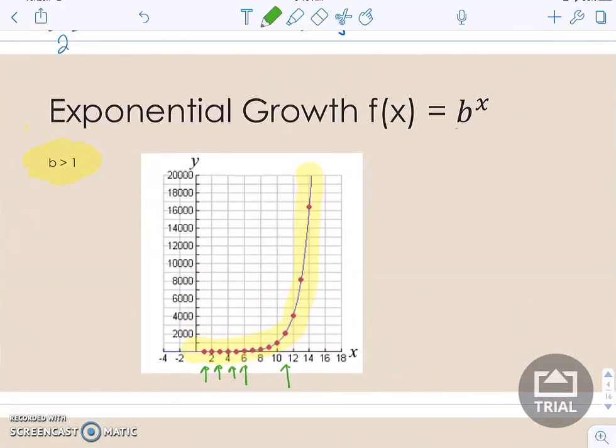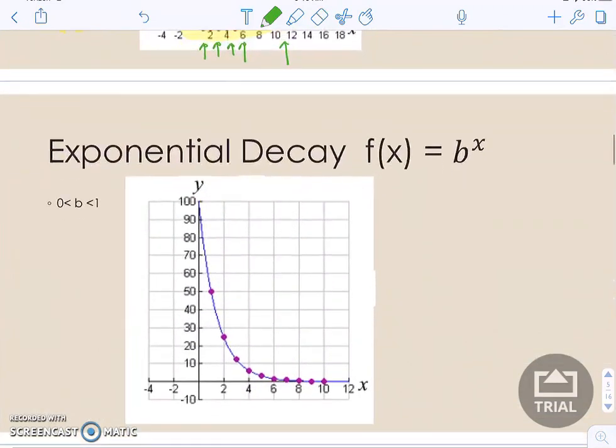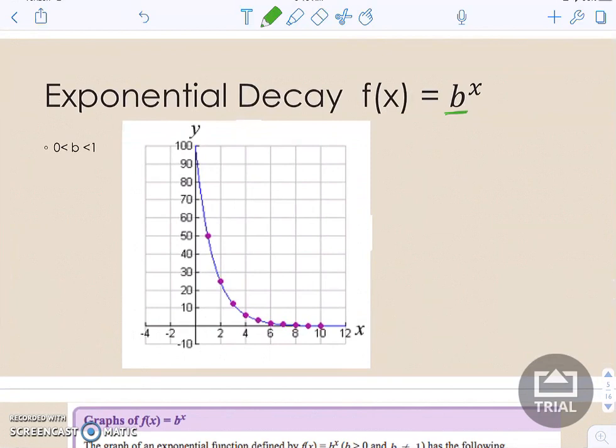So again, you're looking at that base value, and if the base value is bigger than 1, you automatically know you're dealing with a growth. Whereas with a decay, you're looking at the same thing, your base value, but the difference is if you're dealing with a fractional value that is between 0 and 1, you're dealing with an exponential decay.